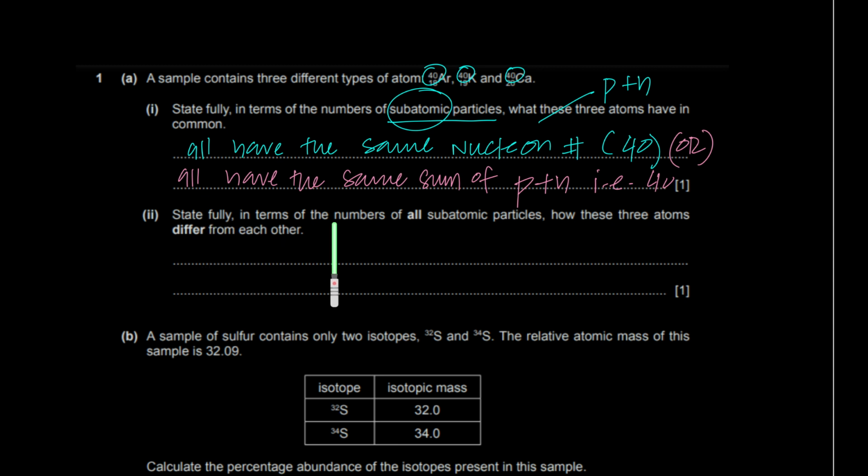So statefully in terms of what is written. Look at it. All subatomic particles. How do these three atoms differ from each other? Now those who think, oh my god, they have different number of protons, okay, I'm going to write different number of protons. Do you think they're going to get marks?